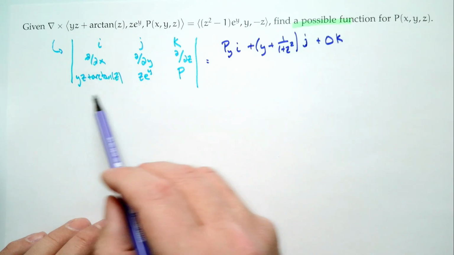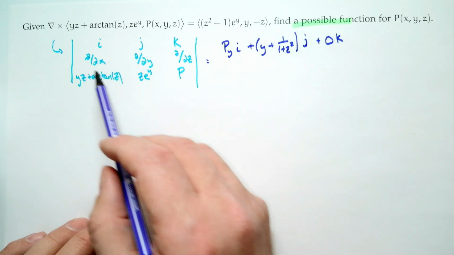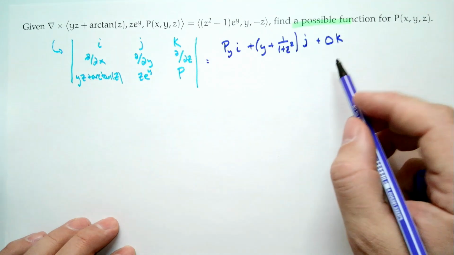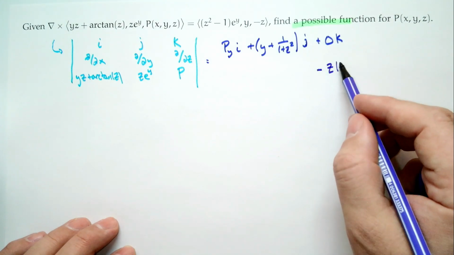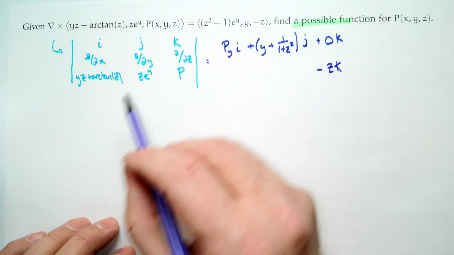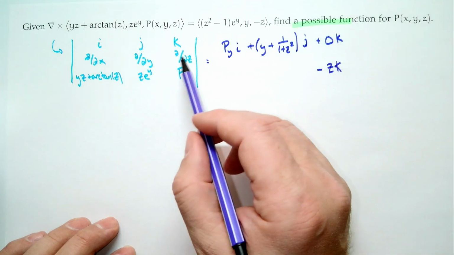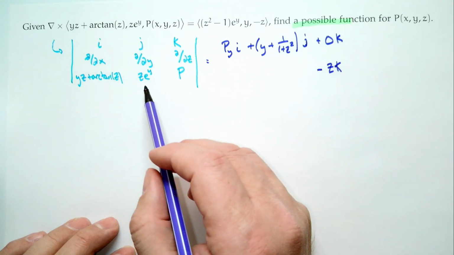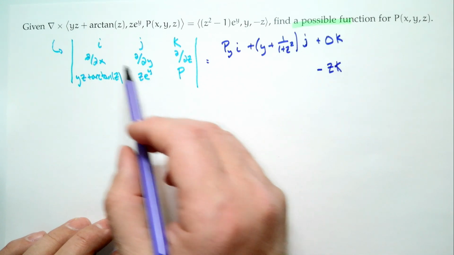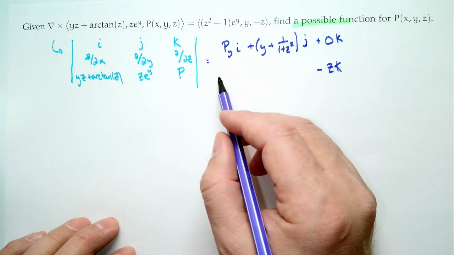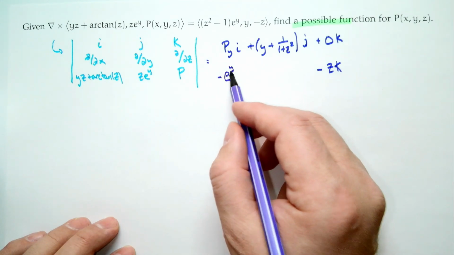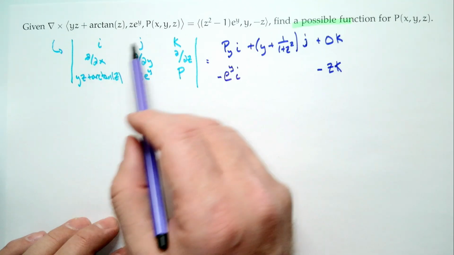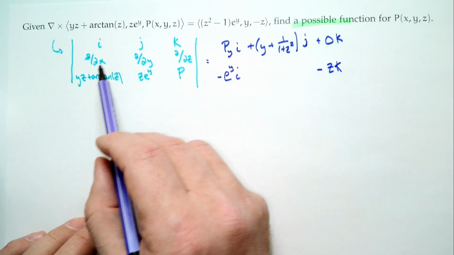Now when I take the derivative with respect to y, the arctangent of z goes away, and what's left is just z, and that's in the k direction, and I've got to subtract it. So minus z times k. Then we go to the next one: z e to the y, partial z, i. So that says take the derivative with respect to z of z e to the y. Okay, that's not bad. That's e to the y, in the i direction. So we're going to subtract e to the y in the i direction. And the last one is we have p, partial x, j. So that's the derivative of p with respect to x in the j direction.